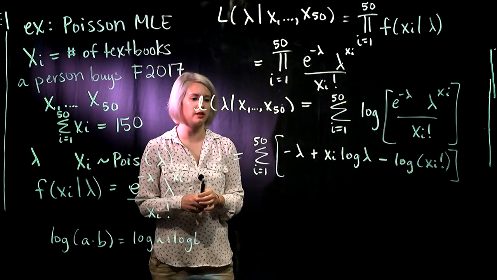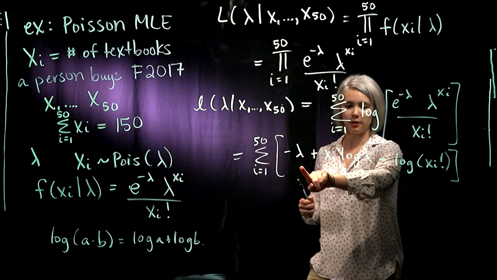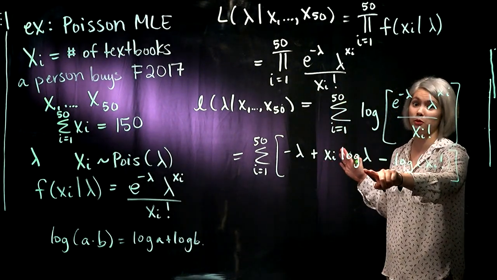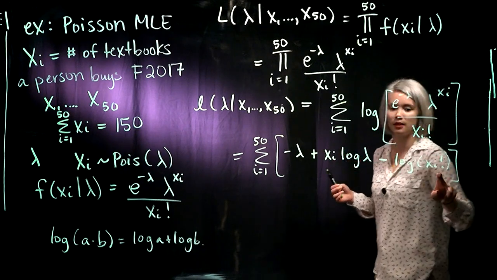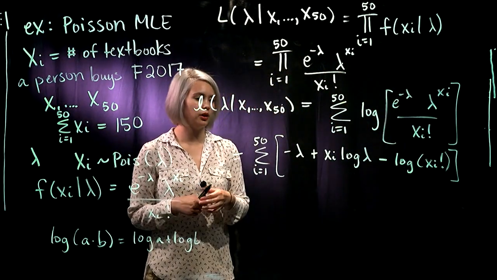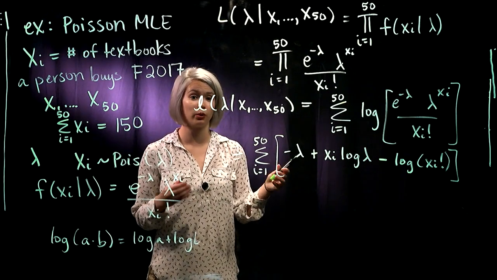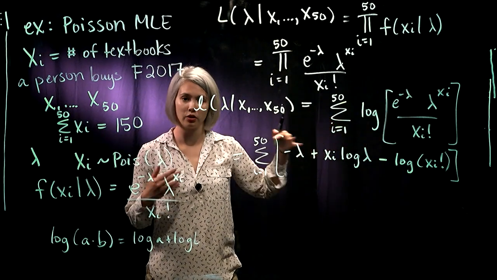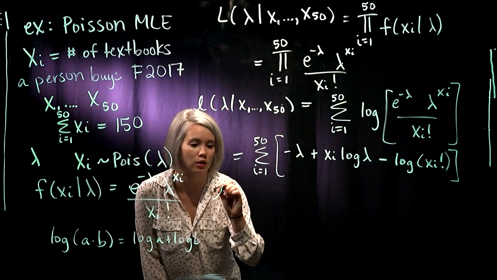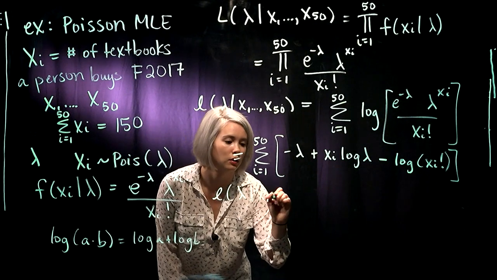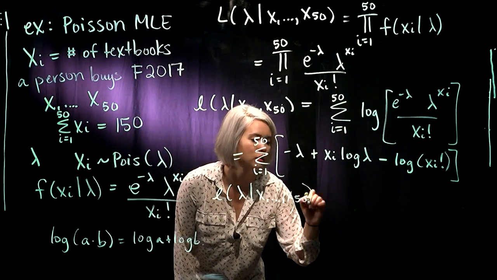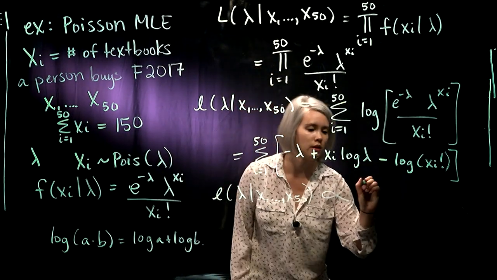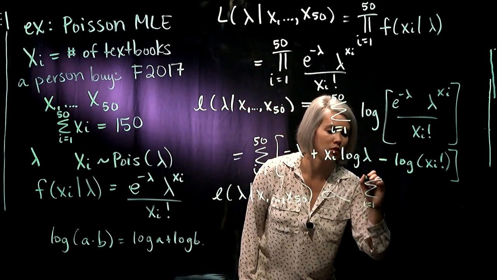All right, let's look at these pieces. This has lambda, this has lambda. So neither of those are constants with respect to lambda, but this last piece, xi factorial, that is a constant with respect to lambda. There's no lambdas in there, so it doesn't matter. We can just drop it out. We learned that we can drop out the constants. So our log likelihood is proportional to just these first two pieces.